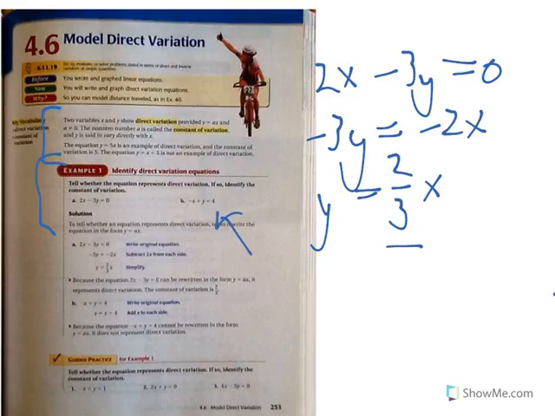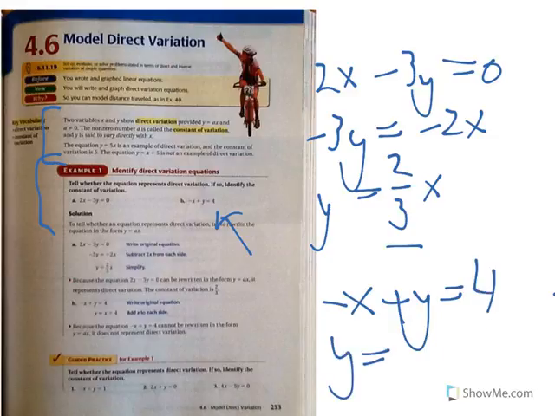For this one here, negative x plus y is equal to 4. Let me fix that. Then y is going to be equal to 4 plus x. There's no constant of variation because you've got that extra 4 on the side, so that doesn't work out that way.